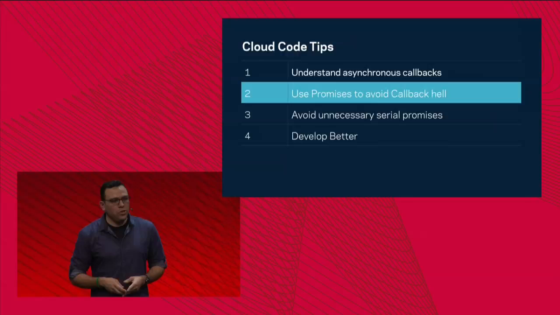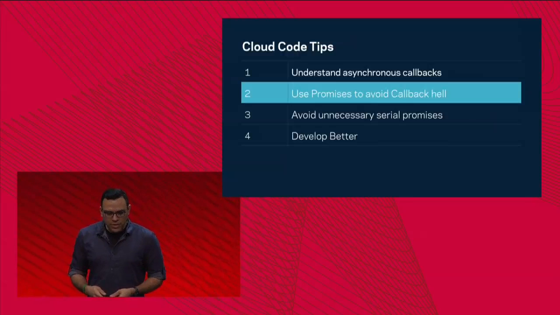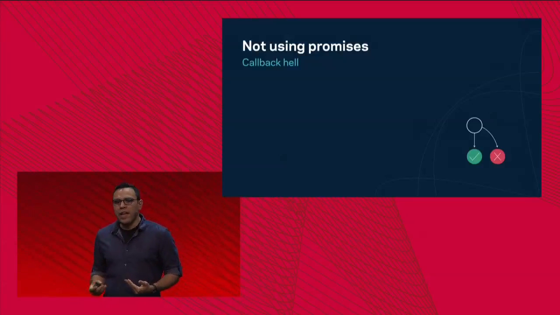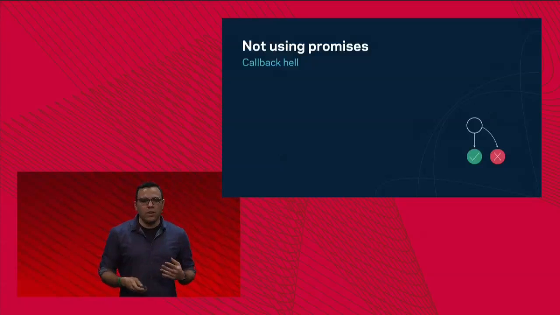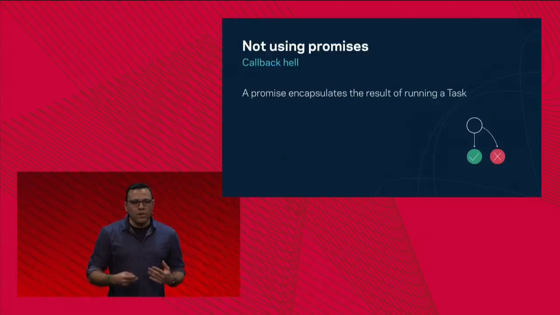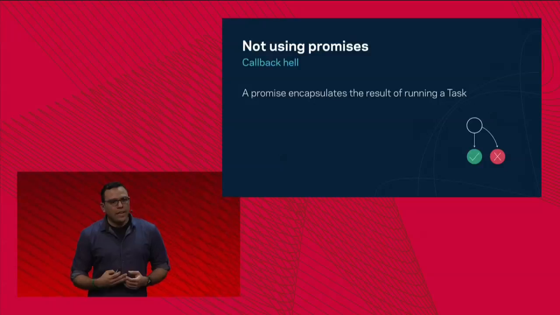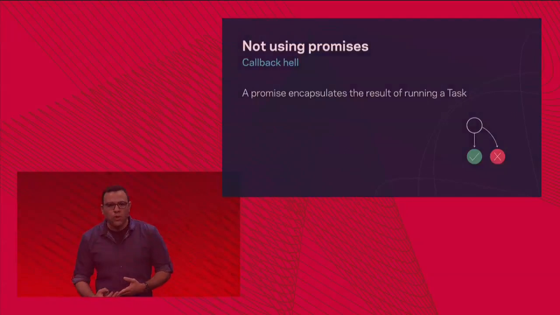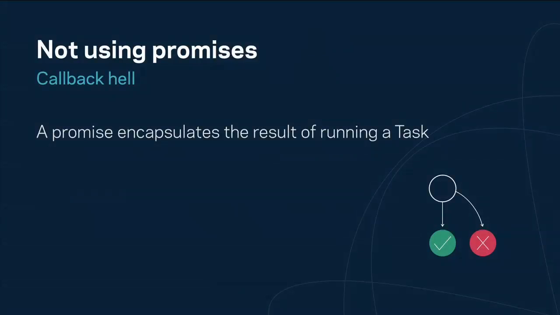If you are not using promises, I highly recommend that you go to our JavaScript guide and read about promises. Promises are a pattern that helps you encapsulate the result of running some operation. And once that operation is done, you will get a result, be that a list of objects that match that query, maybe a successful response saying that, yes, this user signed up, or you may get an error, and that object will tell you why it failed.